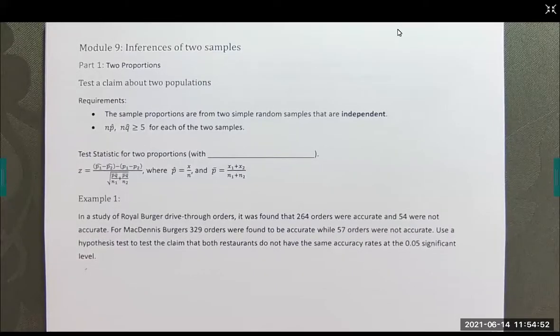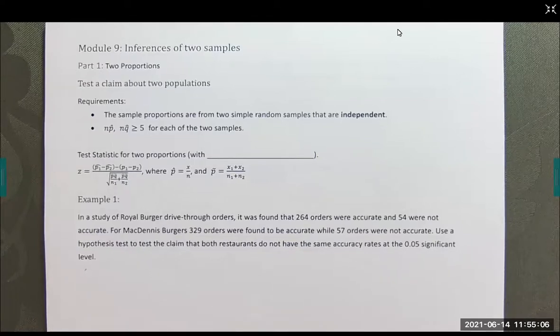Welcome back. We are at the beginning of chapter 9. Chapter 9 is actually very similar to chapter 8, but now instead of dealing with a hypothesis test for one proportion, we're saying, what if we want to compare two different proportions? And so let's get started.